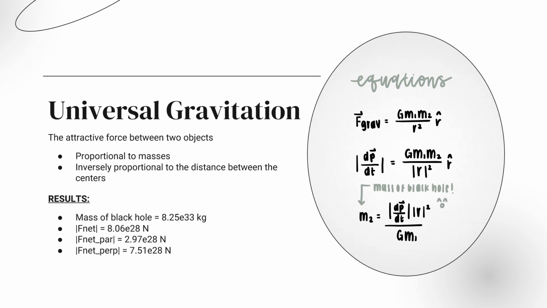The main results of this lab include the mass of the black hole being 8.25 times 10 to the 33 kilograms, F net being 8.06 times 10 to the 28th newtons, F parallel being 2.97 times 10 to the 28th newtons, and F perpendicular being 7.51 times 10 to the 28th newtons.